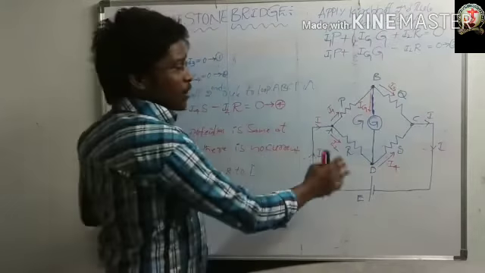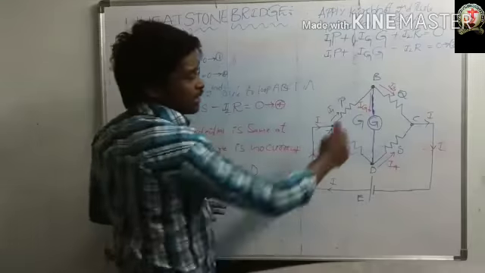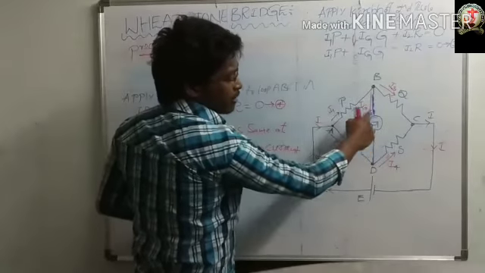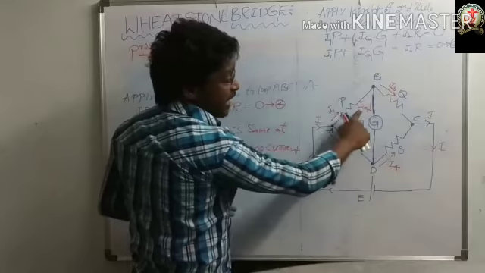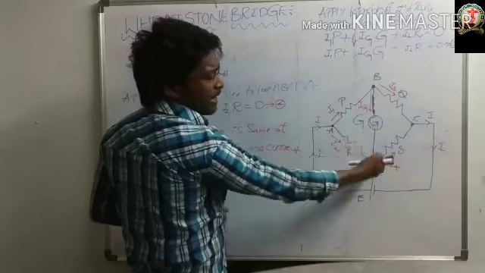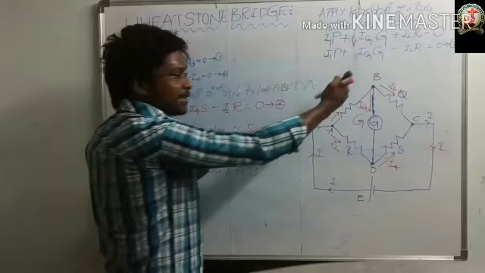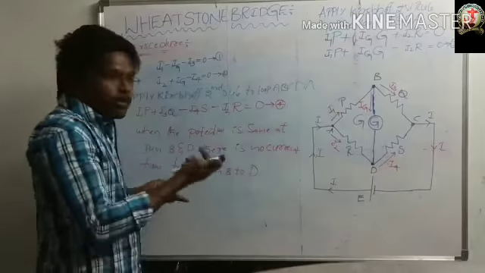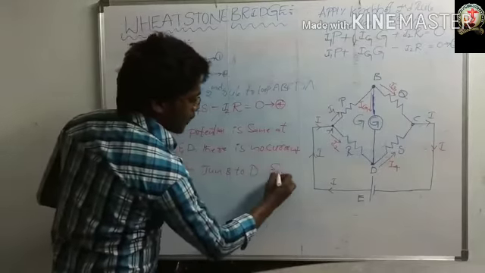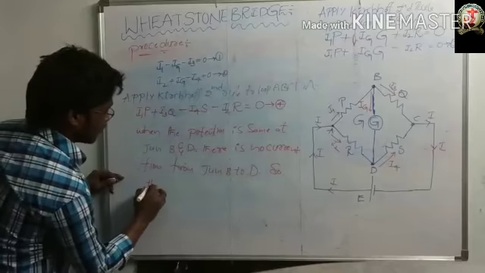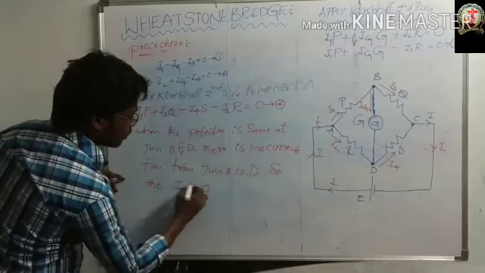The potential difference between points B and D is zero. That means there is no current flow from B to D. Actually the current between B and D is Ig, but here no current is flowing because I took the condition like that. So no current flowing means what is the Ig value? 0. So Ig is equal to 0.